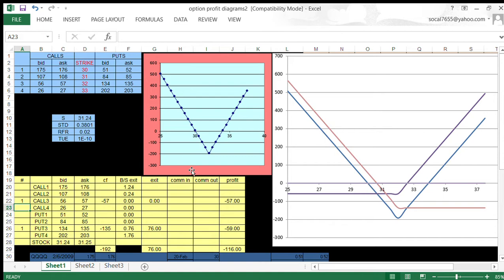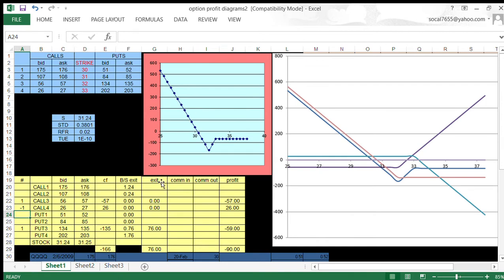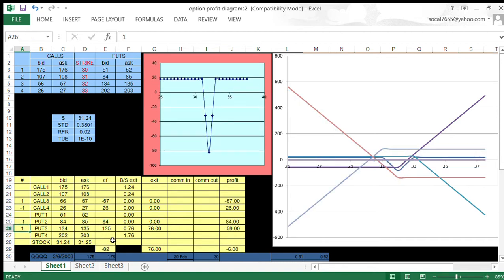So I'll write call 4. And I can also write a put one strike price lower than put 3. So that will be put 2, and there we go. And we end up with this.